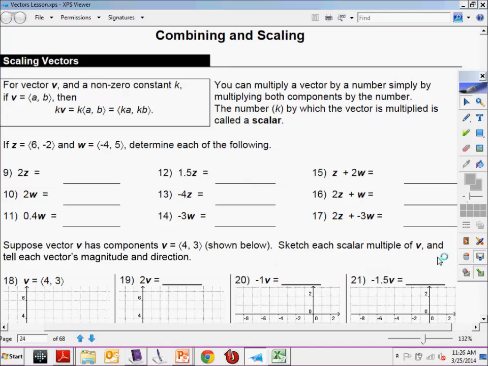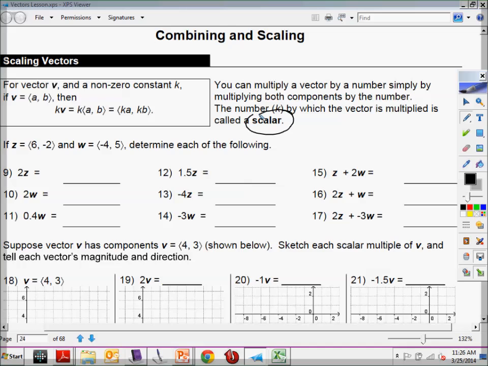The result of the scale factor is called a scalar. So if I ask you to find the scalar of z with a factor of 2, that means I want you to multiply the components by 2. We're not supposed to use parentheses because we are talking about vectors. So z is 6, negative 2, and my scalar is 12, negative 4. The scale factor affects both components.